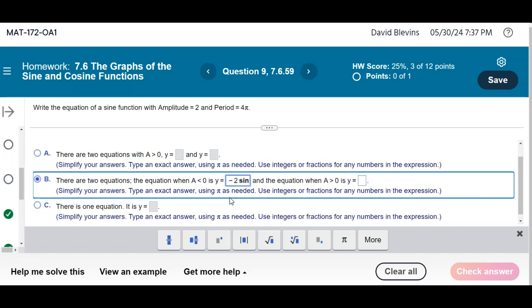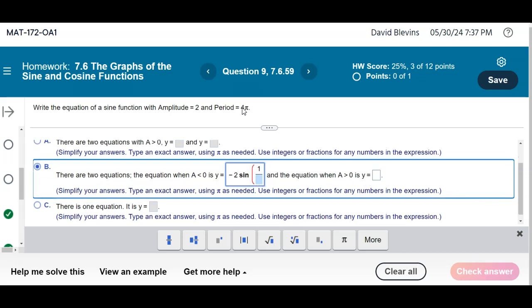Now we got to get the period. Okay, the period being 4 pi. Remember, the period is typically 2 pi. So to get the period, we take 2 pi and divide by the number that's going to be in front of x, the next number that I put in. And so if I divide 2 pi by a number and get 4 pi, then I multiplied by 2, right? So I divided by half. So the number I need here is 1/2 in front of the x.